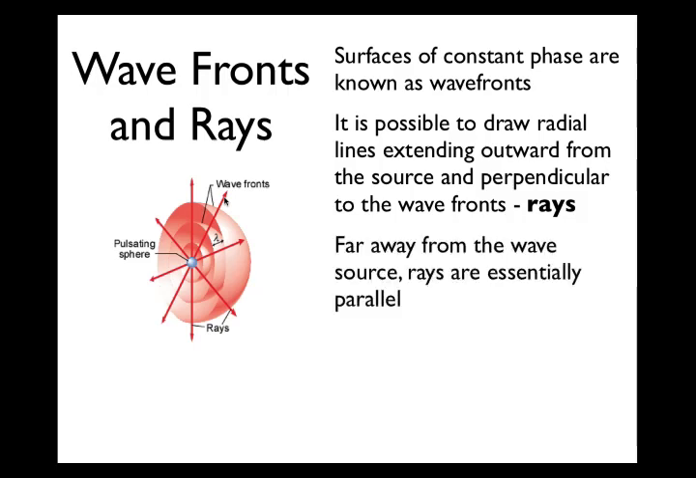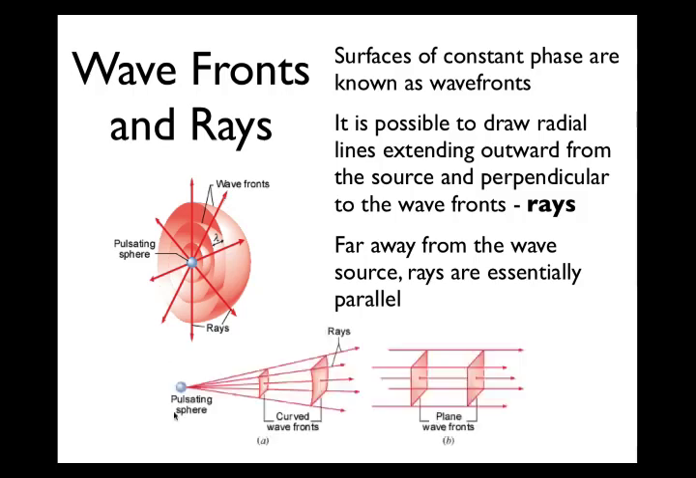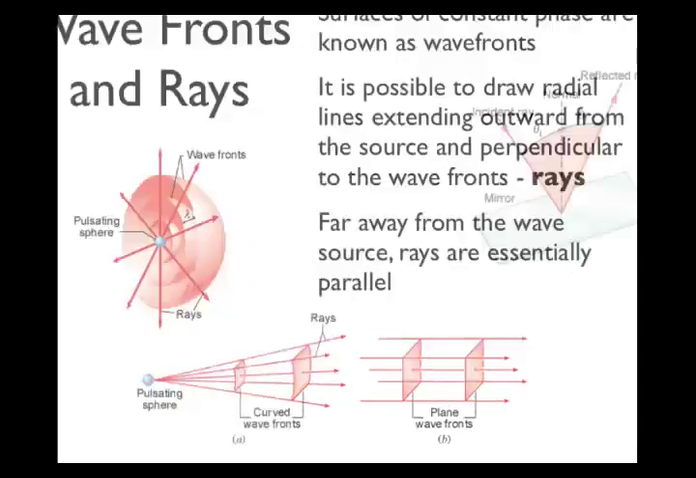Far away from the wave, rays are essentially parallel to one another. So if you're close to this pulsating sphere that's making the wave, the rays are all diverging out from one another, and the wave fronts themselves are pretty curved. But if you get farther and farther away, the rays get more and more parallel to each other in any small area that you're looking at. And that means the wave fronts are relatively planar at that point.